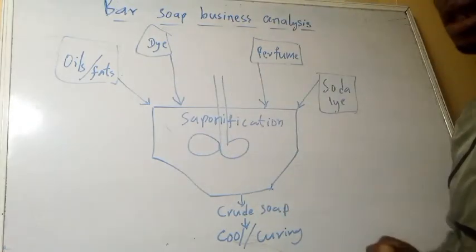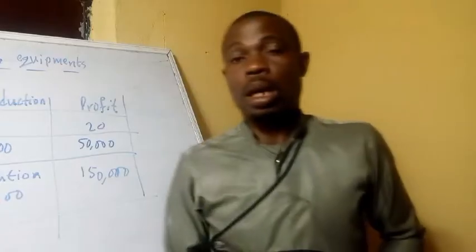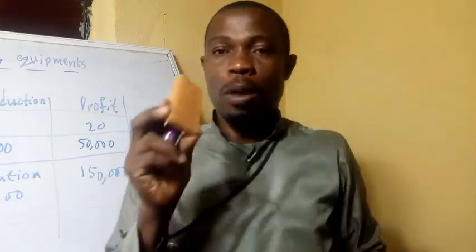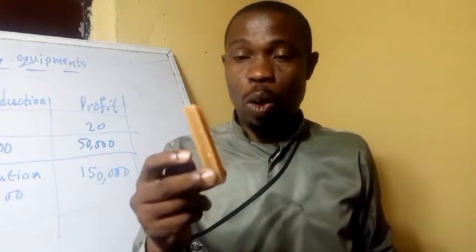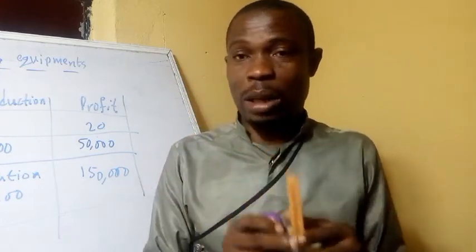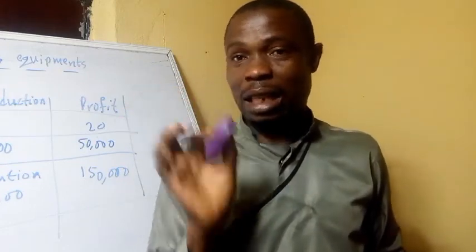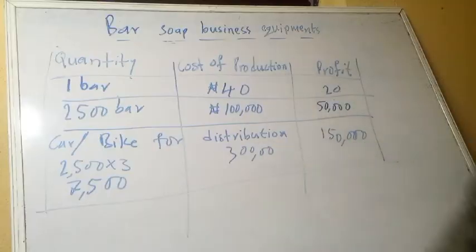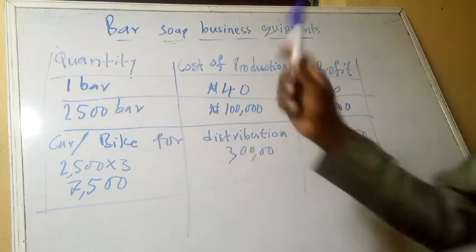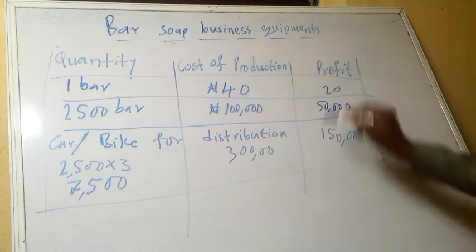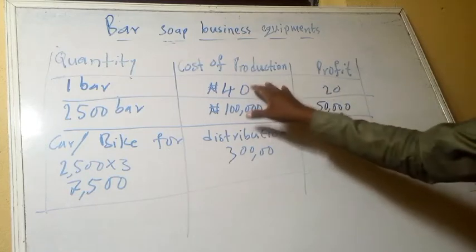Now let's look at the business analysis itself. In Rivers State, this bar of soap is sold 300 naira, while this one is sold for 100 naira, as tiny as this one is, and also this one is 300 naira, as tiny as it is, very small. Now from the table you can see it very clear that 1 bar of soap will give us 40 naira as cost of production, 40 naira, and then we add 20 naira as profit. This is obtainable, it's real.